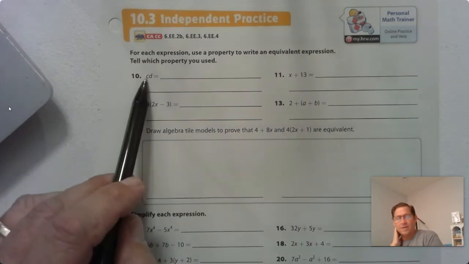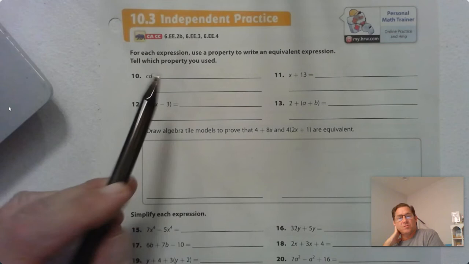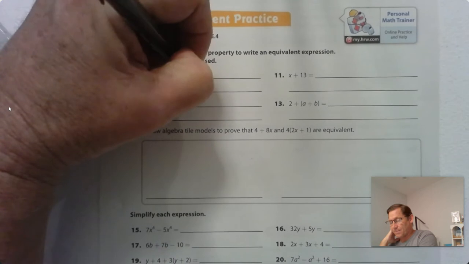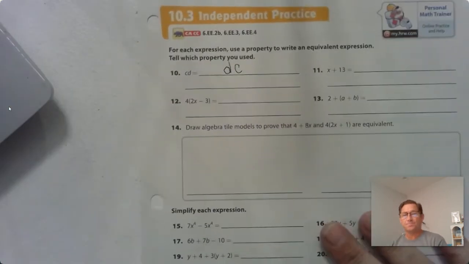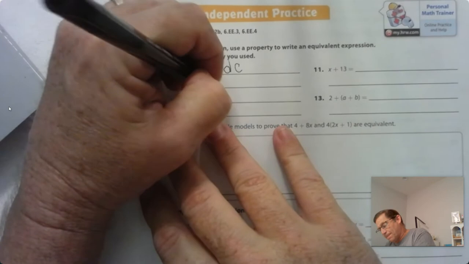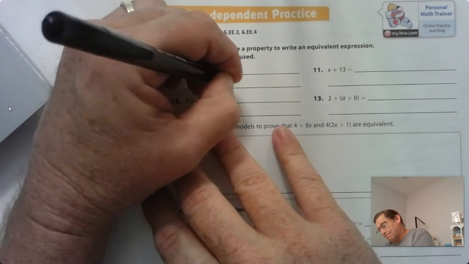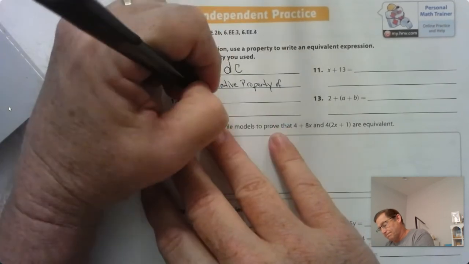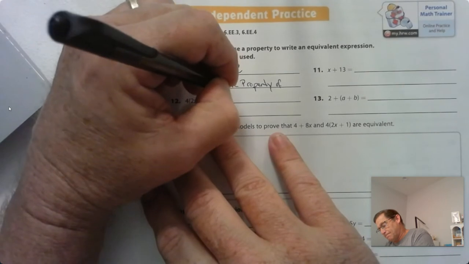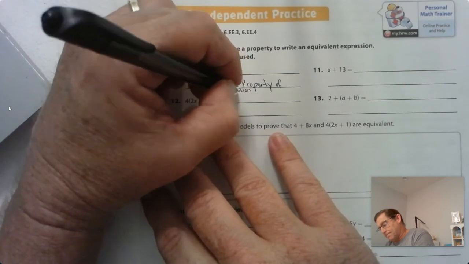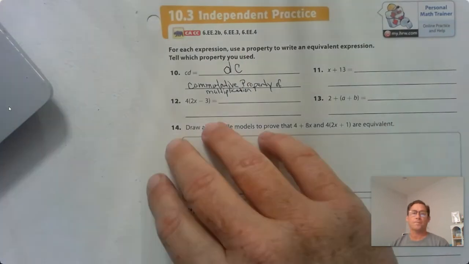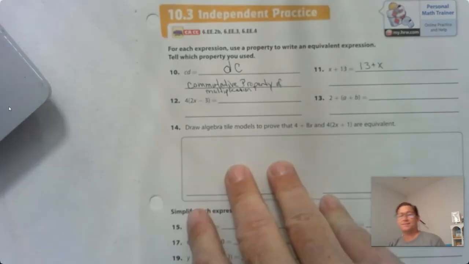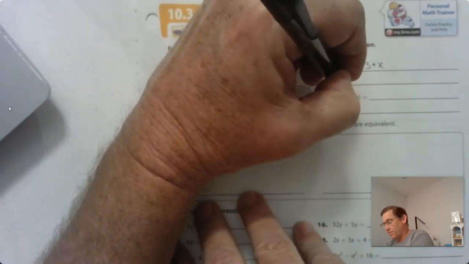Well, we have C times D. So it makes sense just to use the commutative property of multiplication to say D times C. Okay, and x plus 13. Well, we might as well just say 13 plus x. And that would be the commutative property of addition.